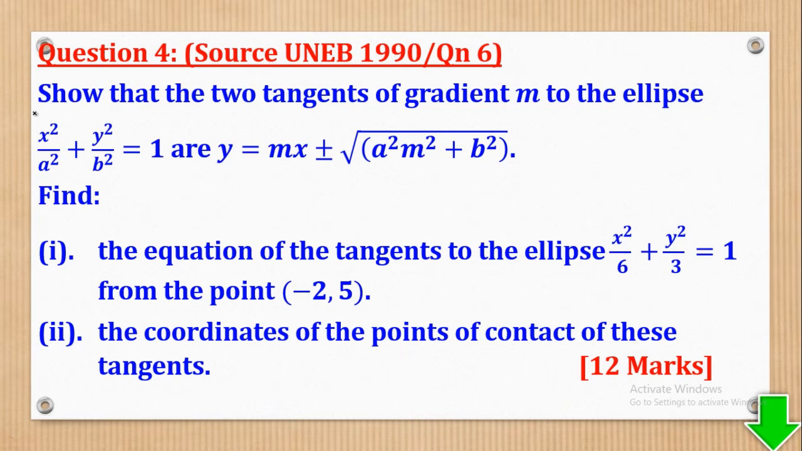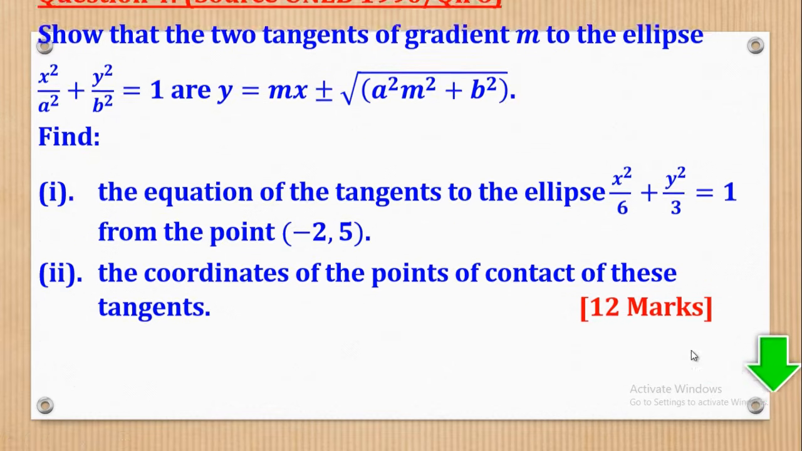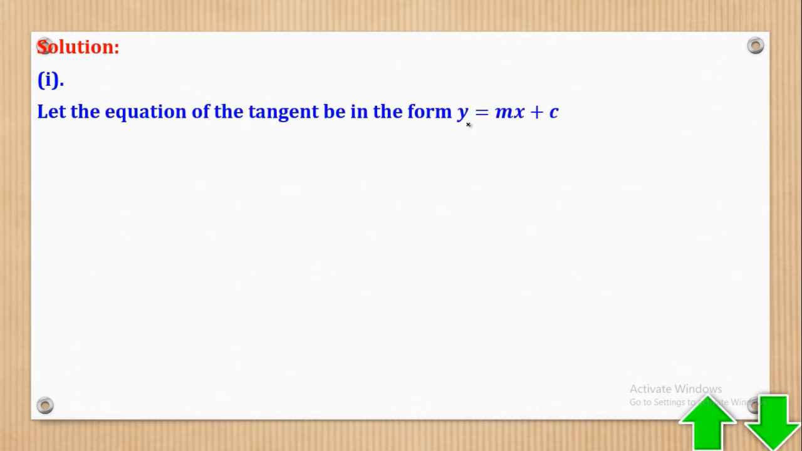Now if you look at this, it is similar to the one of deriving the condition for tangency, because especially they wanted to show that c is equal to that. So let's also peruse through it, that part of condition for tangency first, then we go to Roman 1. So here we shall come and say that let the equation of the tangent be in the form that, because it wasn't given in the question.